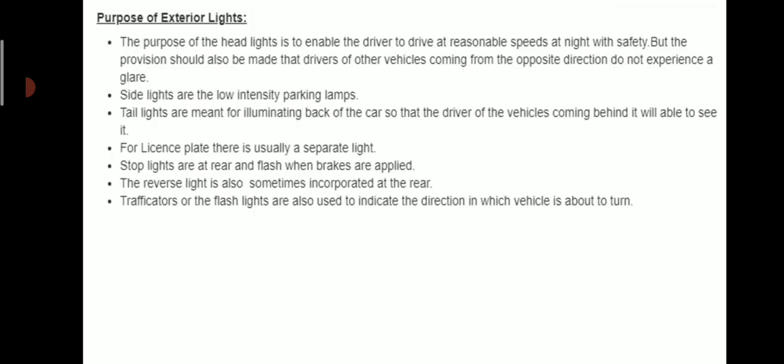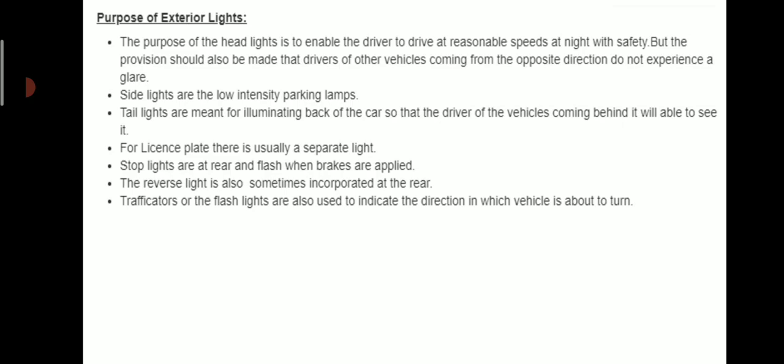So what is the purpose? Let us see the exterior lights. The exterior lights are used for the following purposes. The purpose of headlight is to enable the driver to drive at reasonable speeds at night with safety. But provision should also be made that drivers of other vehicles coming from the opposite direction do not experience a glare. Side lights are the low intensity parking lamps.